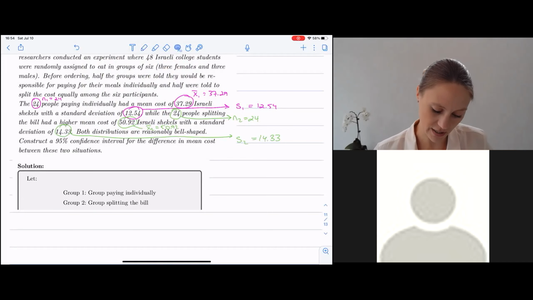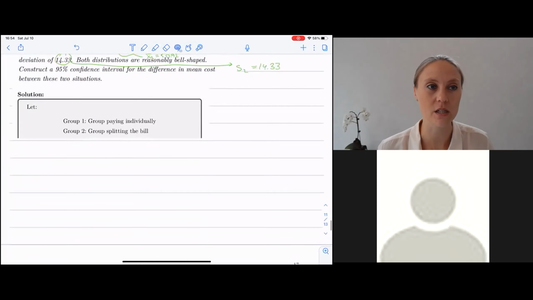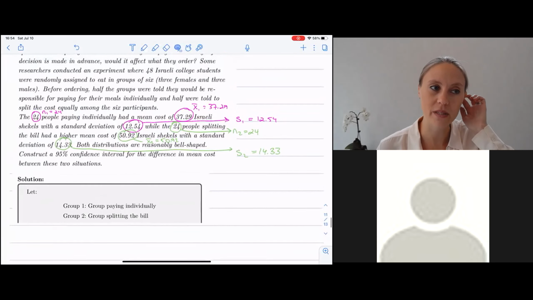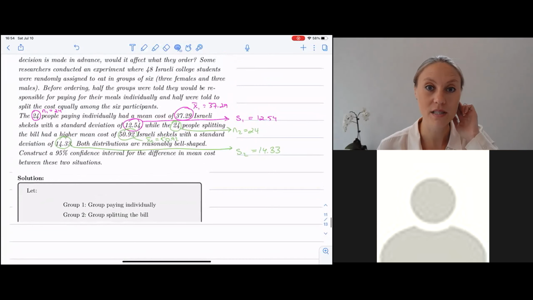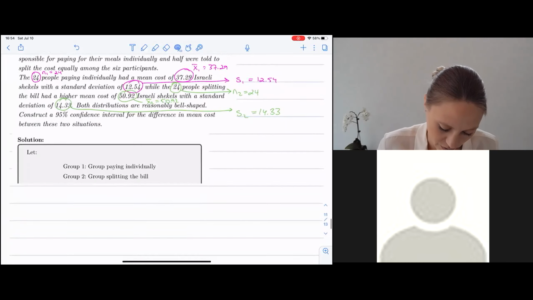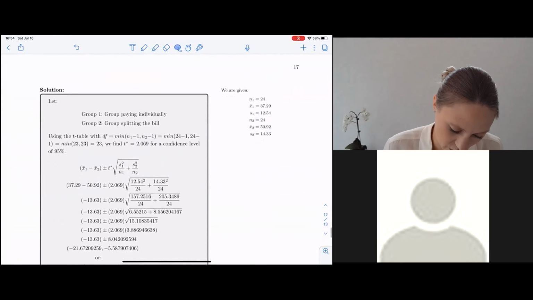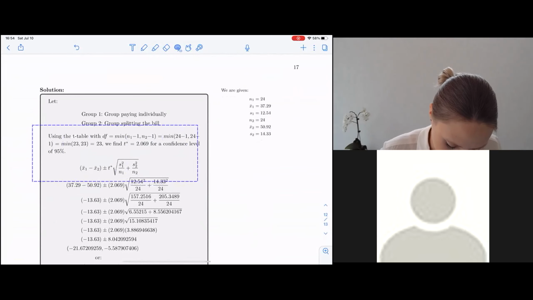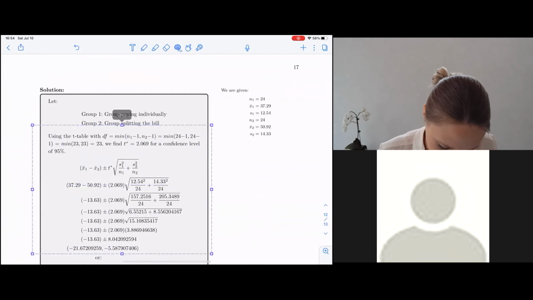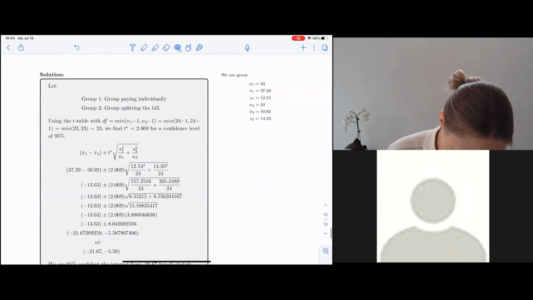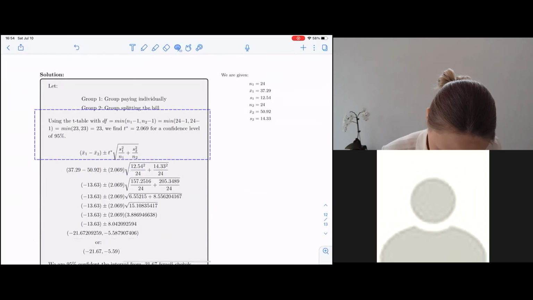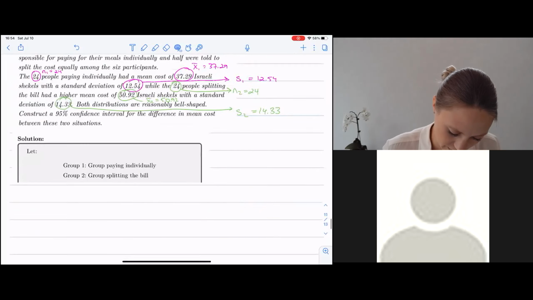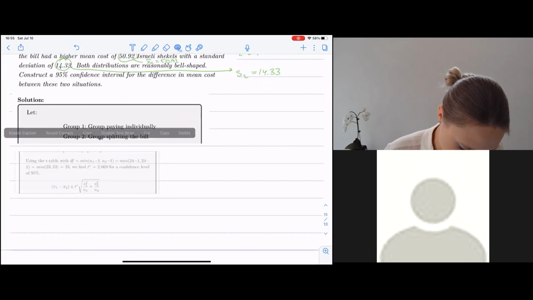So in terms of our calculation, the first thing we need to do is find our degrees of freedom. Our degrees of freedom is going to be our smallest sample size minus 1, but they're the same sample size, so it's going to be 23. How do we show that? I want you to show it using the minimum formula.